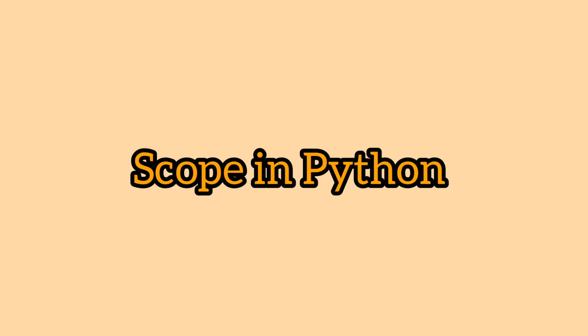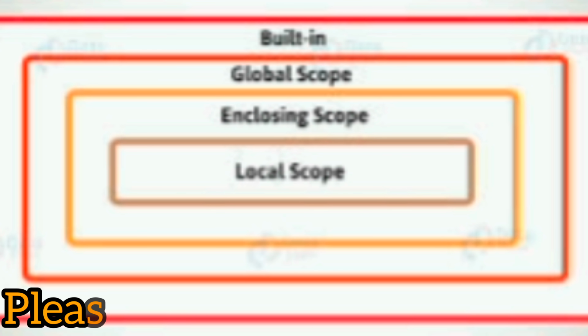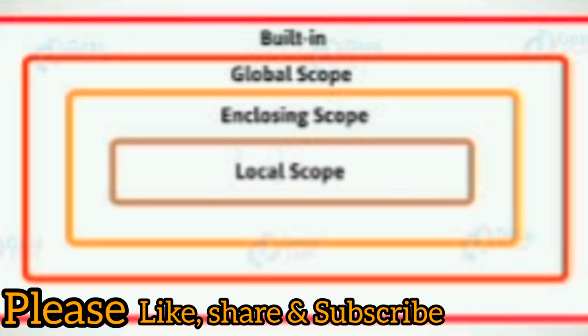Today we will discuss scope in Python. So let's get started. In Python, scope refers to the region of the program where a particular variable or function is accessible. Python uses the LEGB rule to determine the scope of a variable or function. Let's see what LEGB stands for.